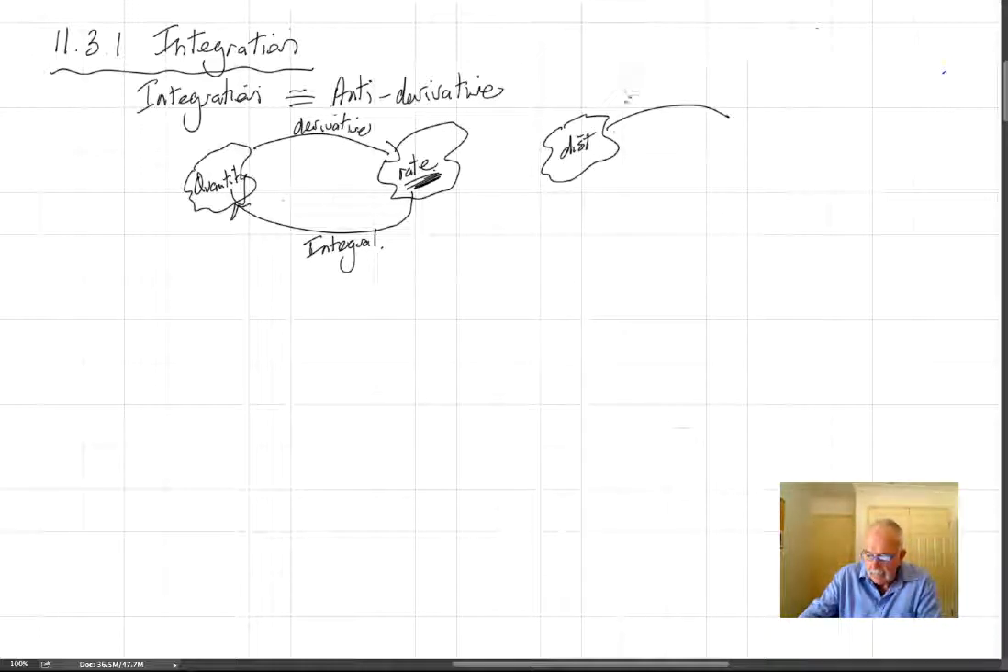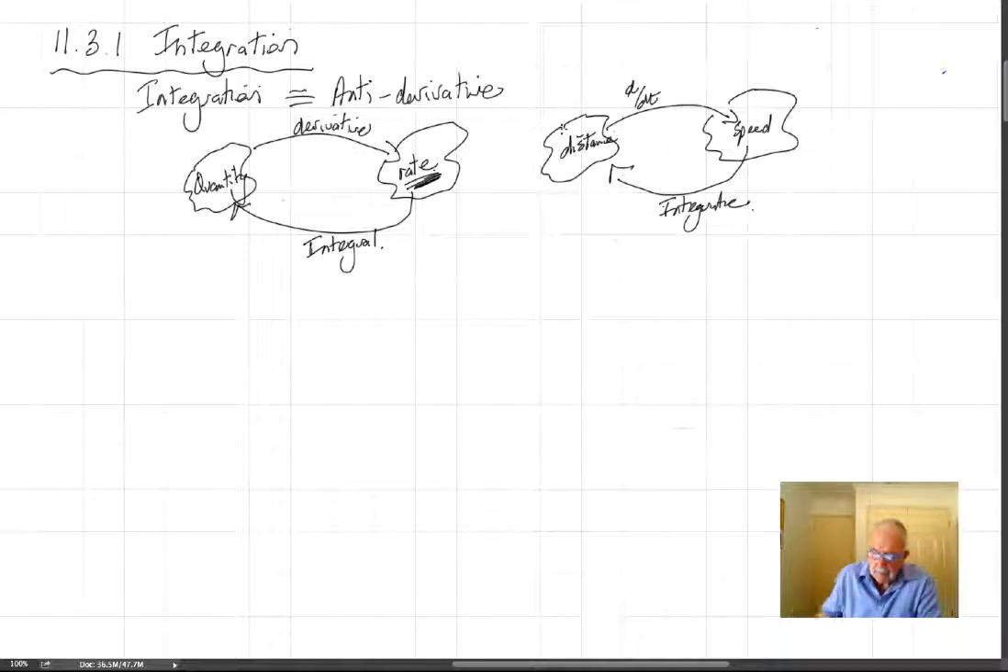Examples, if we had distance, and then you found the derivative with respect to time, if this is distance, you will get speed. If you've got the speed and you integrate it, you'll get back to distance. If you integrate speed, you'll get back to distance.